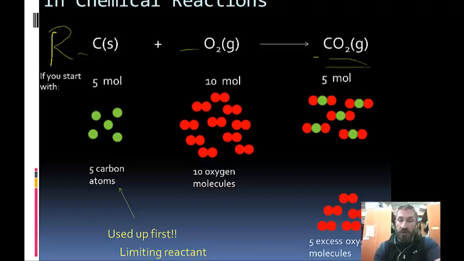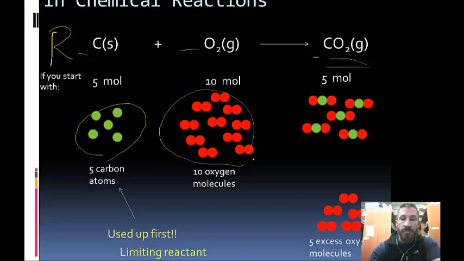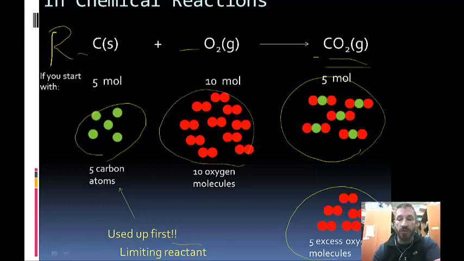You start with 5 moles of carbon and 10 moles of oxygen, and we see that 5 moles would be our limiting. We have extra moles of O2, so the limiting is going to be used up first. The amount of product we would get would be 5 moles of CO2. So at the end we have product and reactant left over. We have excess oxygen, or O2, left over. So we have that as an example.